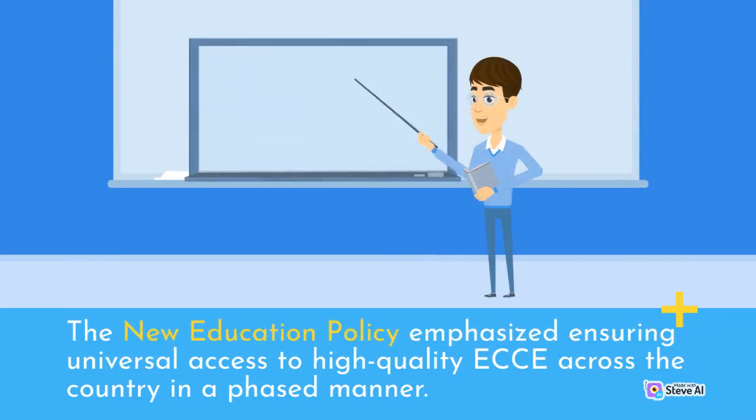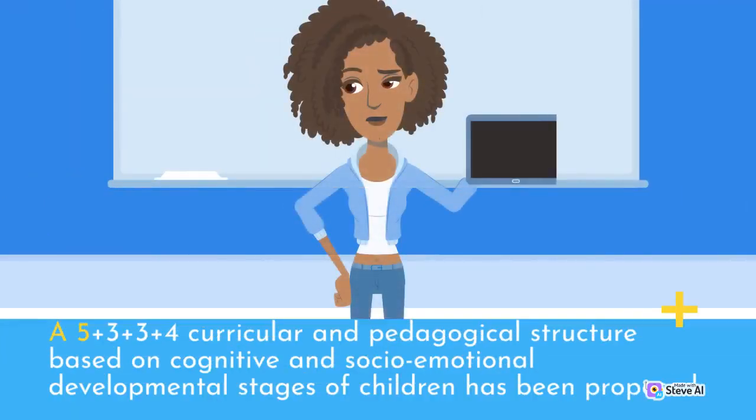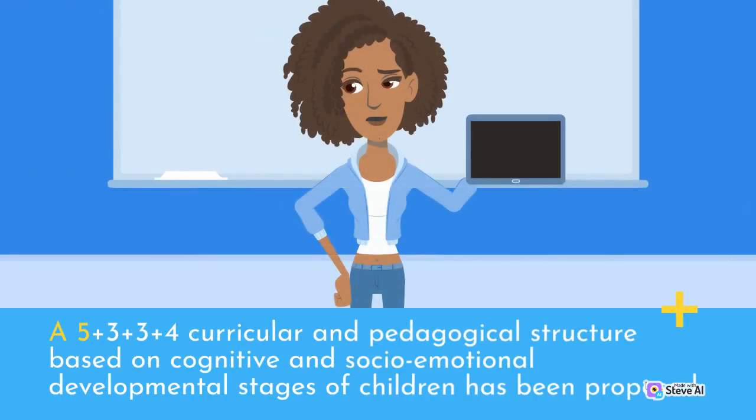The new education policy emphasized ensuring universal access to high-quality ECCE across the country in a phased manner. Special attention and priority will be given to districts and locations that are particularly socio-economically disadvantaged. A 5+3+3+4 curricular and pedagogical structure based on cognitive and socio-emotional developmental stages of children has been proposed.